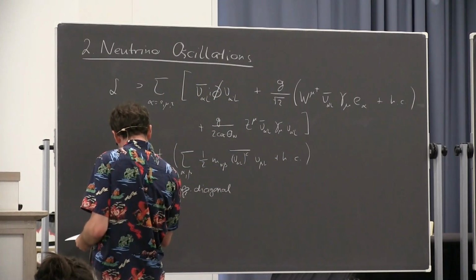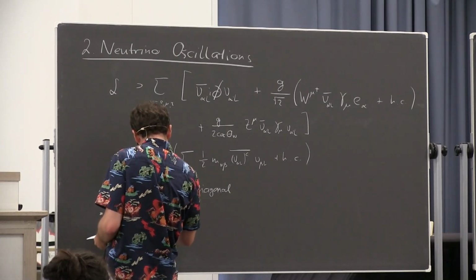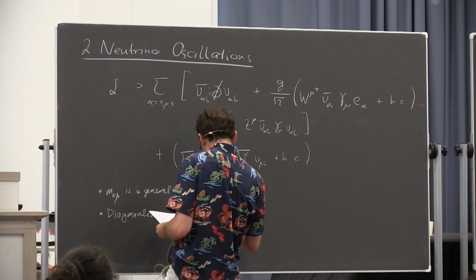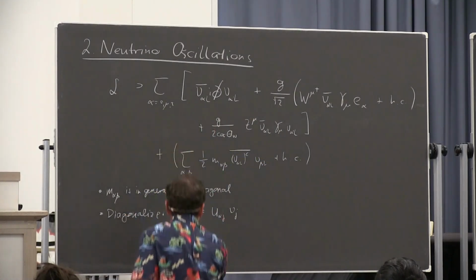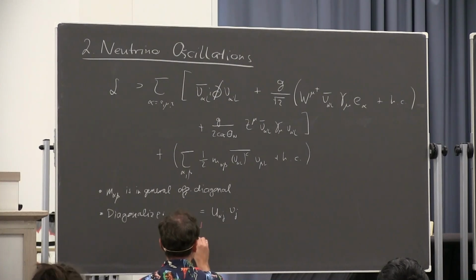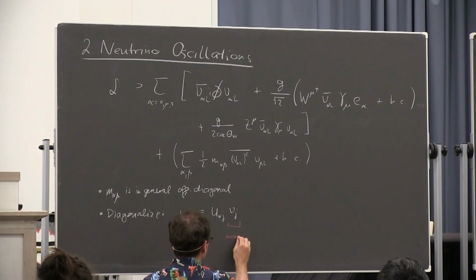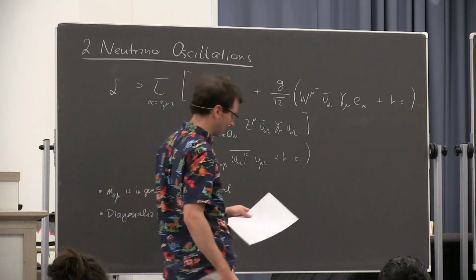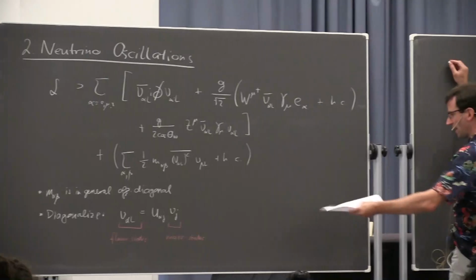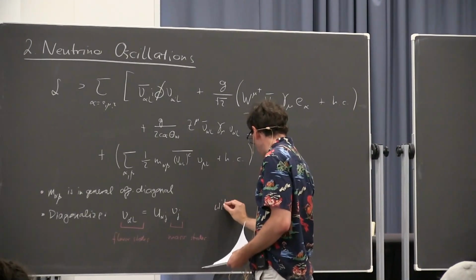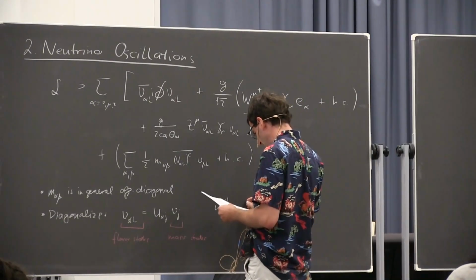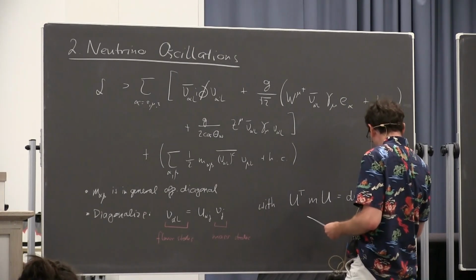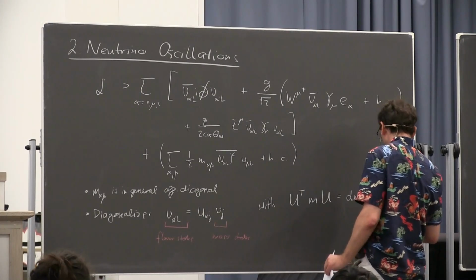So let's do this. To diagonalize m alpha beta, we write nu alpha L as U alpha j times nu j, where I've used the term already, but this is what we call the flavor states, and this is what we call the mass states. Or rather, I should say, this is the field in the flavor eigenbasis, and this is the field in the mass eigenbasis. And this matrix U is, of course, chosen in such a way that the matrix becomes diagonal. So that means U transpose m U should be a diagonal matrix with the 3 neutrino mass eigenvalues on the diagonal.